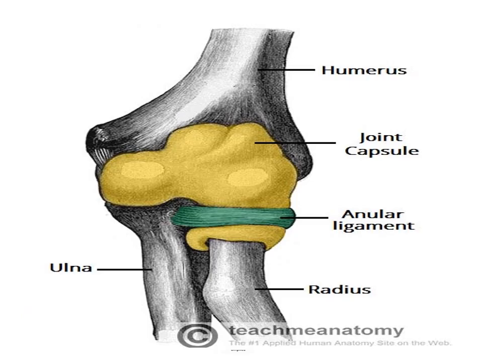This is a picture of the annular ligament in green. You can see how it starts from the radial notch of the ulna and then encircles the entire neck of the radius, hence the reason why we call it the annular ligament.